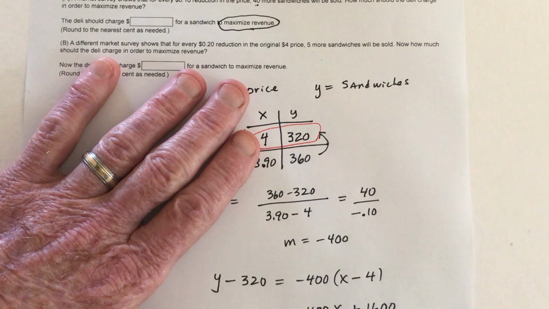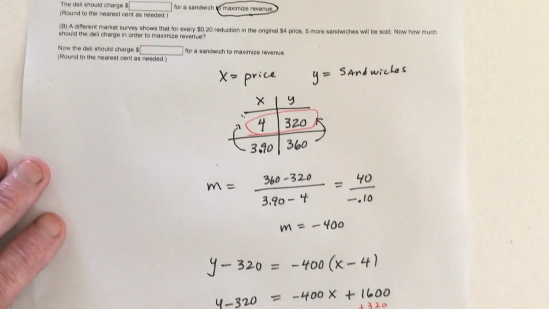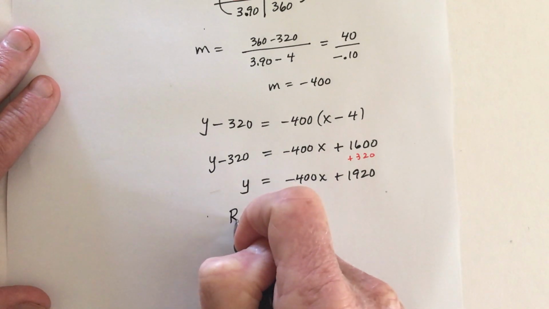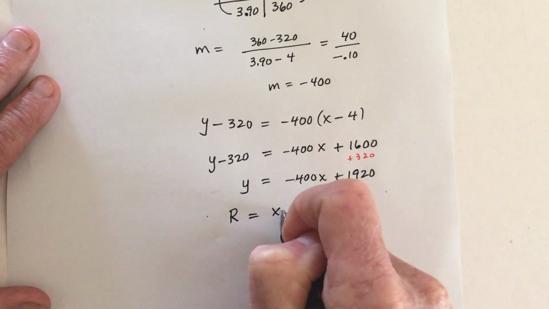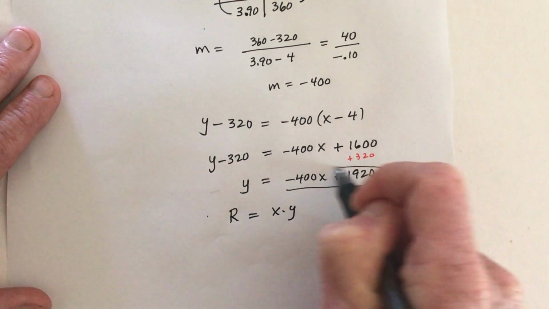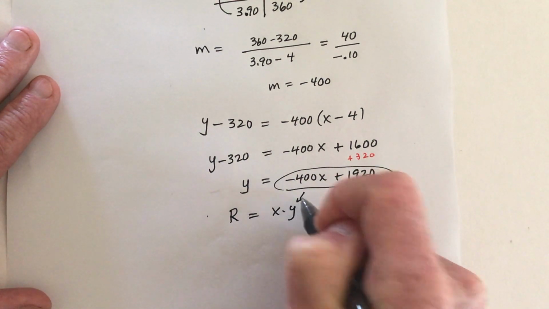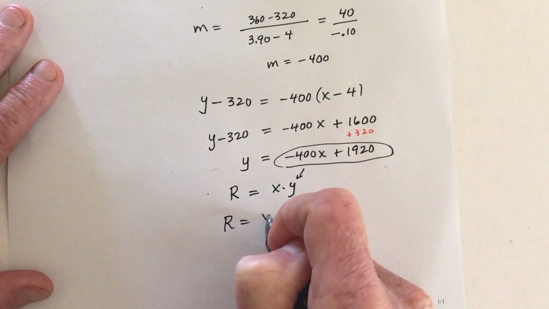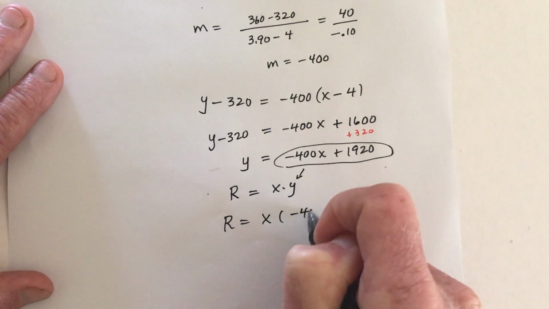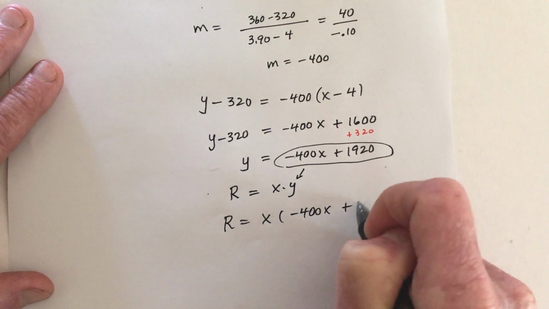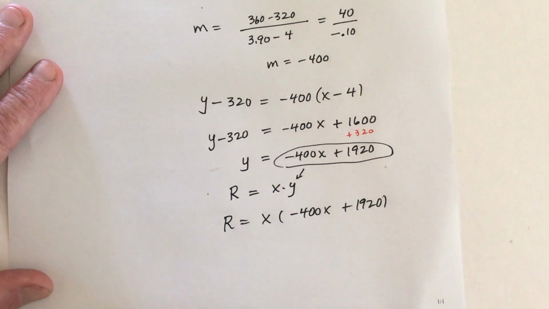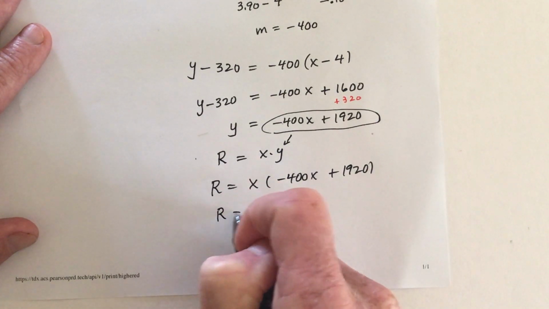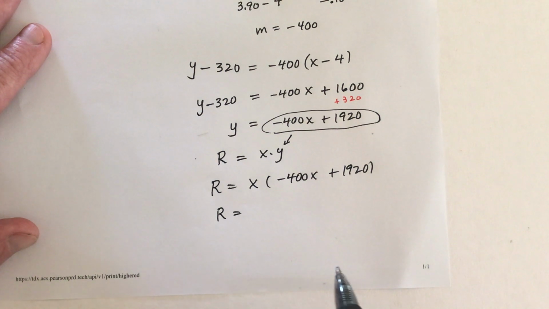And I need to adjust it again. So if you multiply the x and y, that's revenue. So revenue equals x times y. And then we just found out what y equals, so substitute that in. So revenue equals x times the negative 400x plus the 1920. And before taking the derivative, I would multiply it out. That way I don't have to do the product rule.